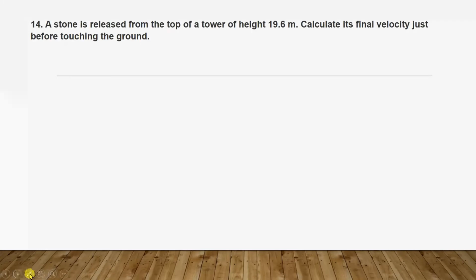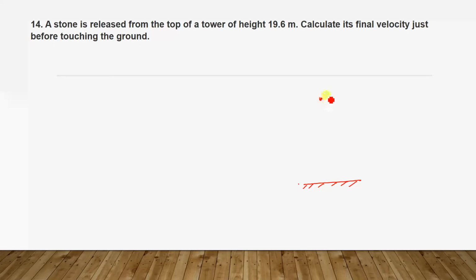Stone is released from the top of the tower of height 19.6 meter. Calculate its final velocity just before touching the ground. बच्चा जी, अब stone is released from the top. So let's understand what the question is. Actually, this is, if this is the ground level and stone is released from certain height. From this height, the stone is released.